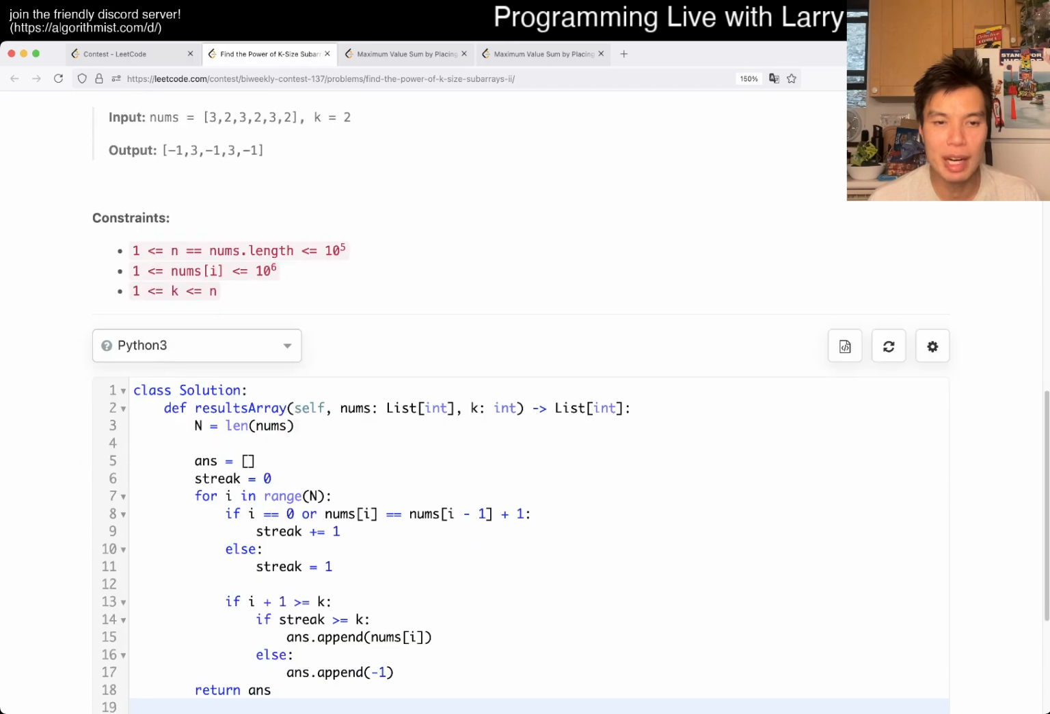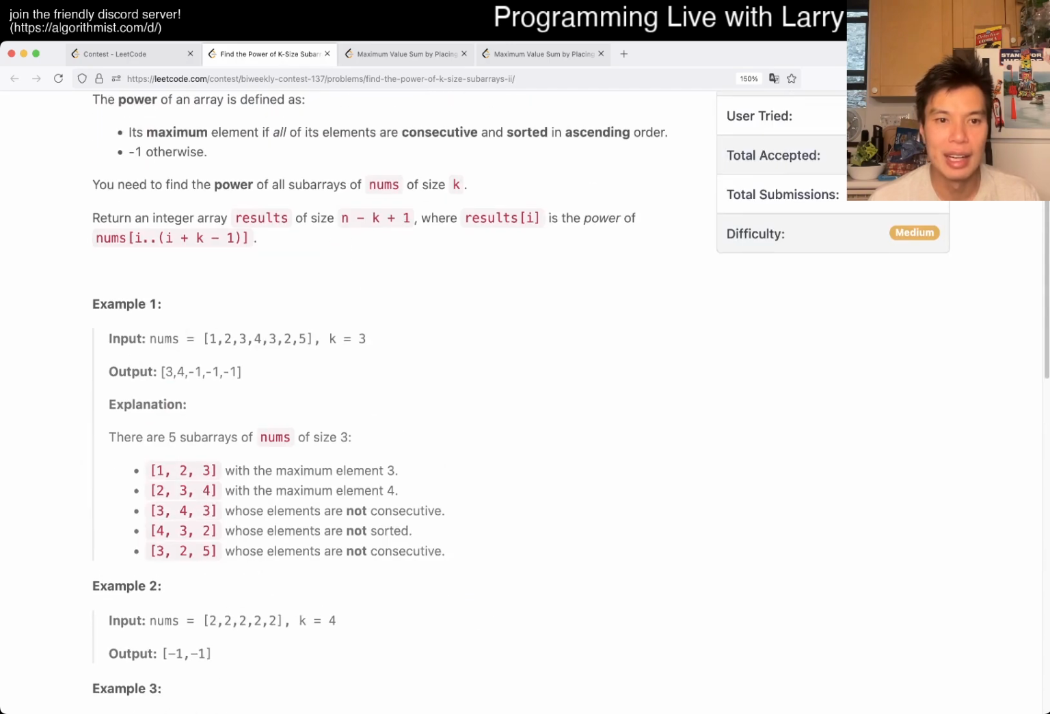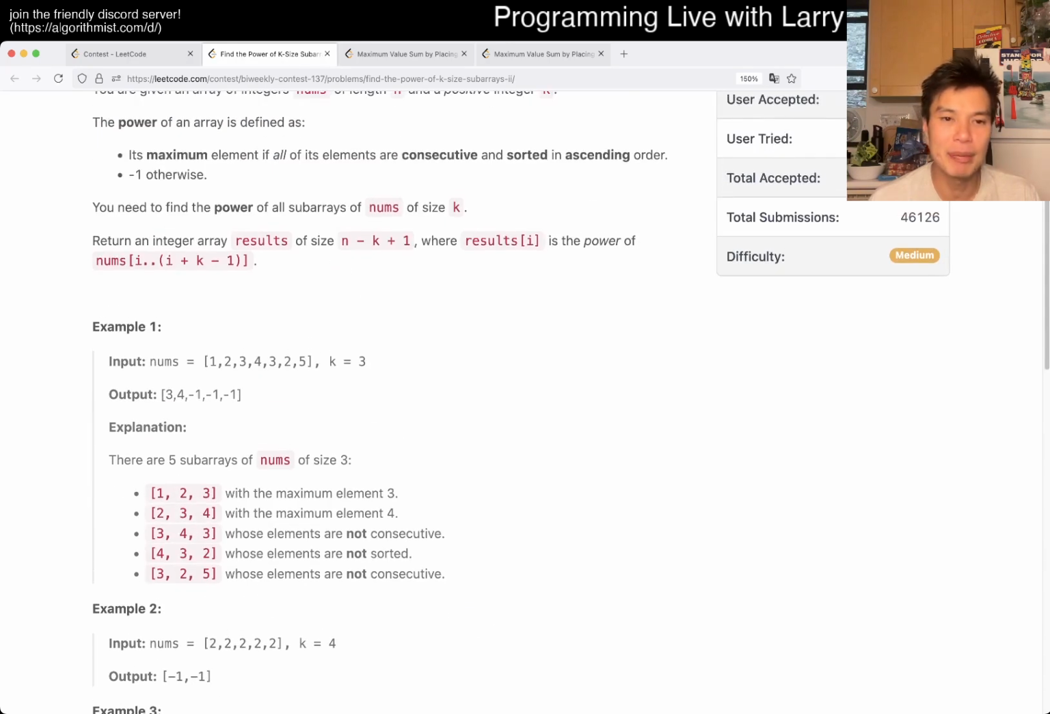But for this one, the key idea is knowing that, for example, you look at k is equal to 3, these are consecutive numbers, right? So if they're consecutive numbers, you can count them as overlapping pieces together. And that means that as long as the streak, I call it a streak, is greater than k, then that's all you need to solve it.